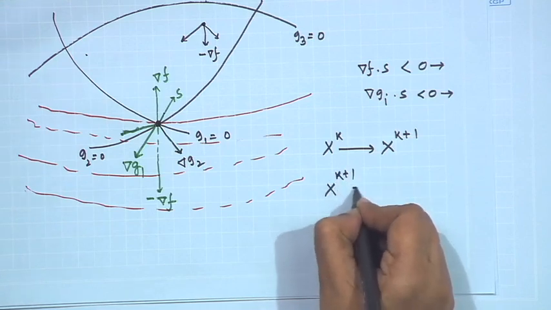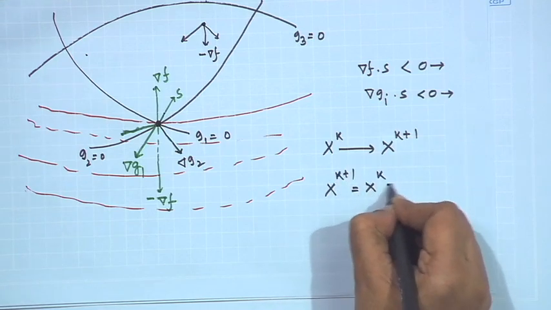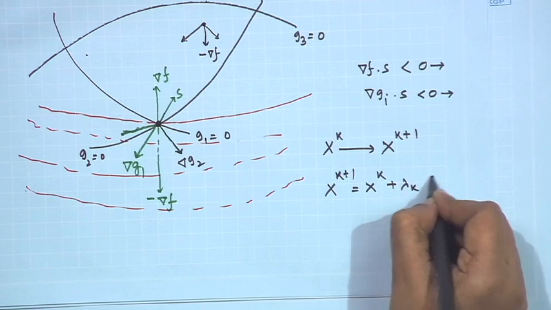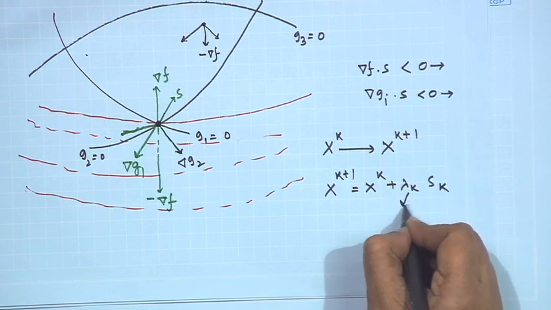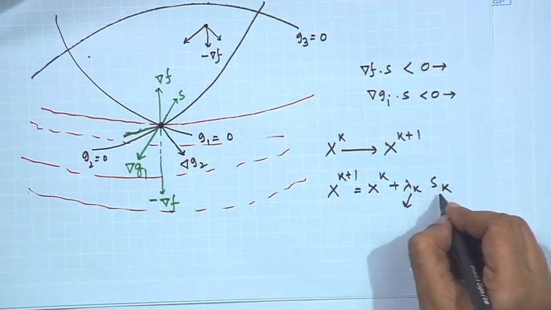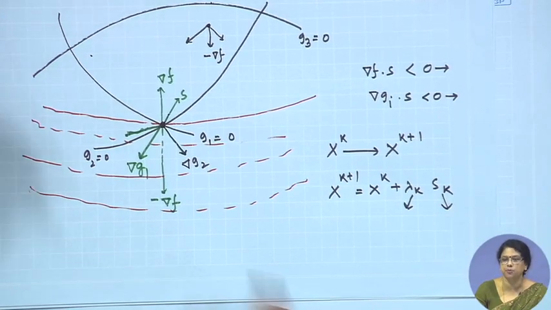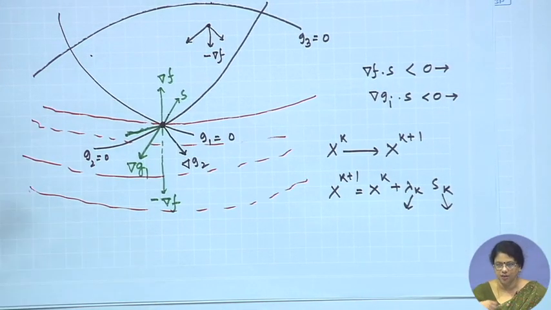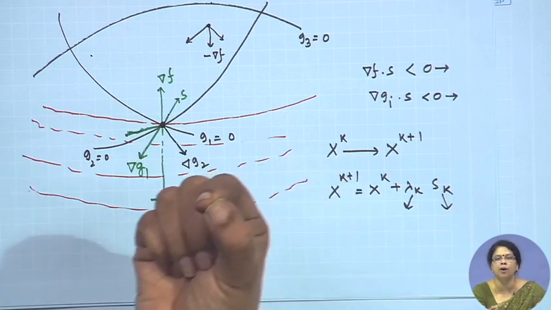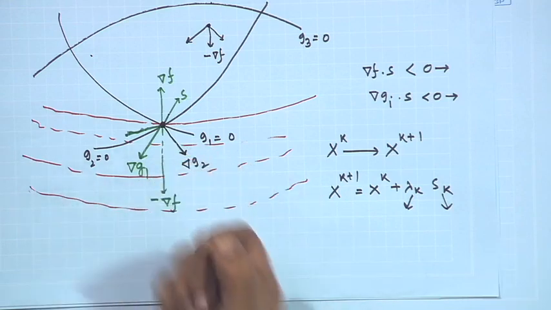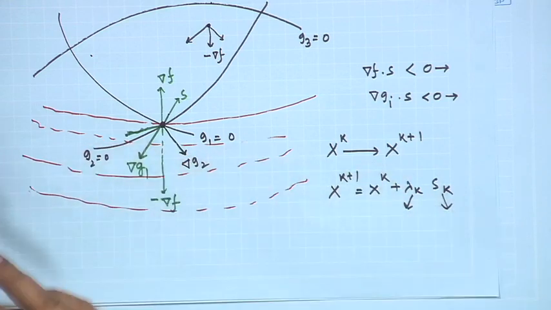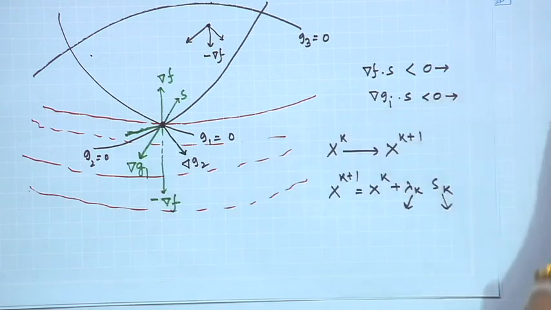X k plus 1 would be x k plus lambda k s k, where lambda k is the step length and s k is the direction of the corresponding point. We can have infinite number of directions, but if we consider a single component of n dimensional space, this direction can be only to the right or to the left.